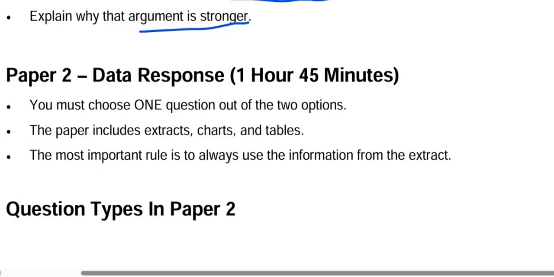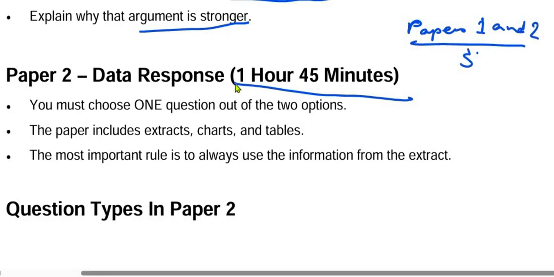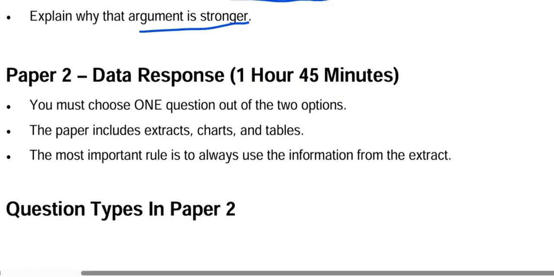Now let's focus on paper 2, the data response question. Another important thing is paper 1 and paper 2 is for SL, and papers 1, 2 and 3 are for HL. So SL students are going to sit for 2 papers, paper 1 and paper 2, and HL students are going to sit for all 3 papers. So in the paper 2 data response, there will be 2 optional questions given, and we have to choose one question out of those 2 options.